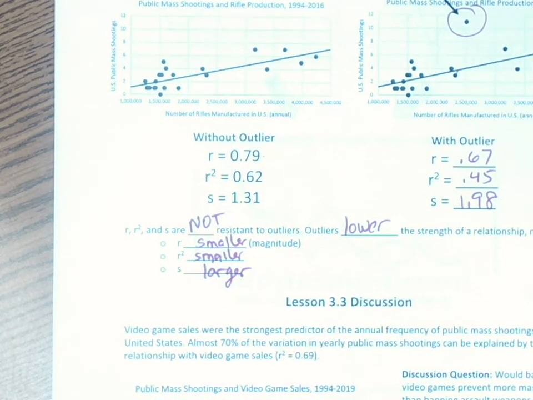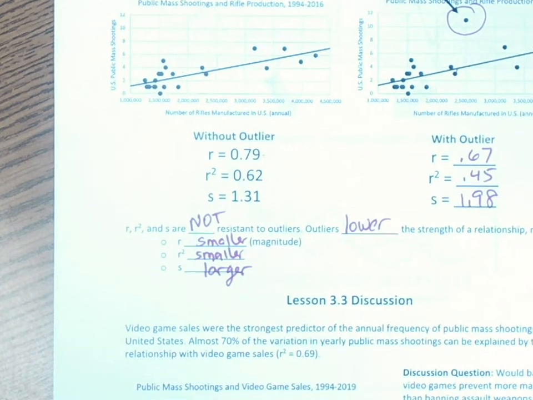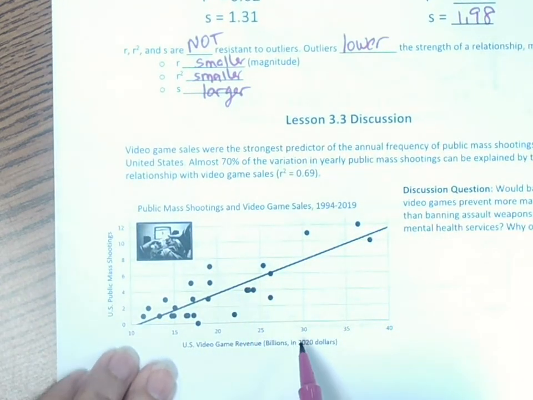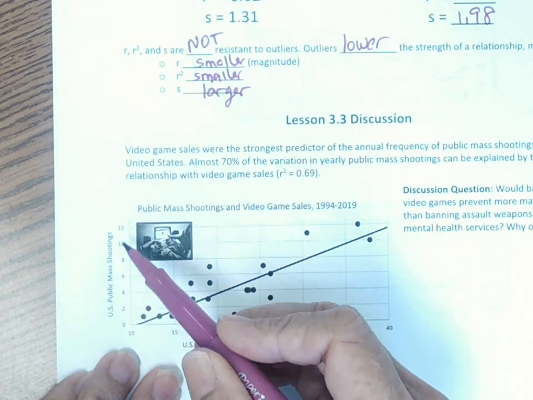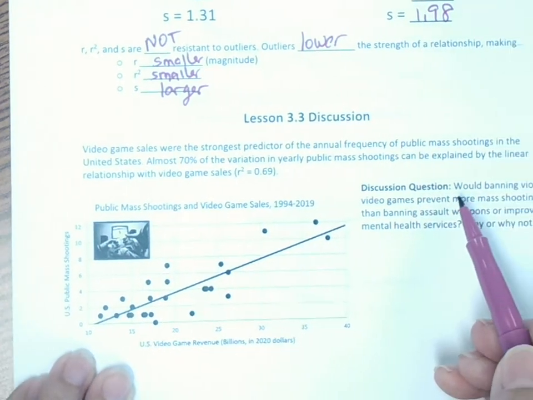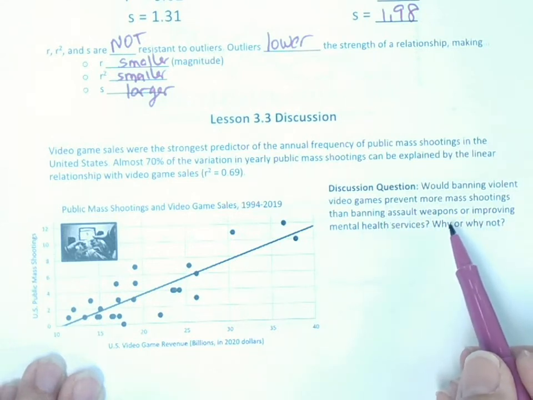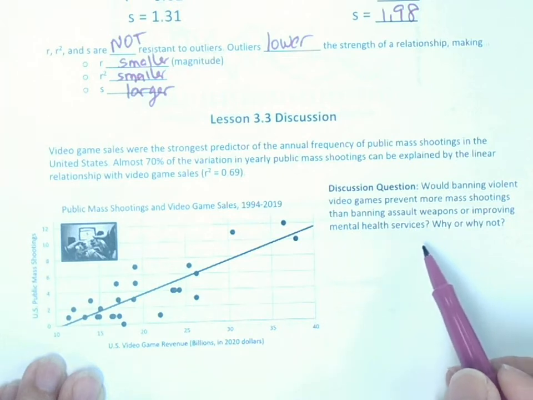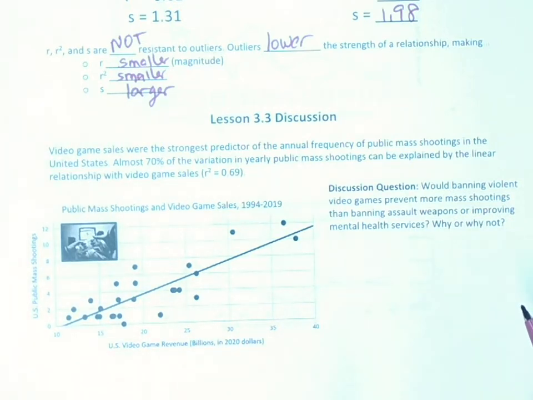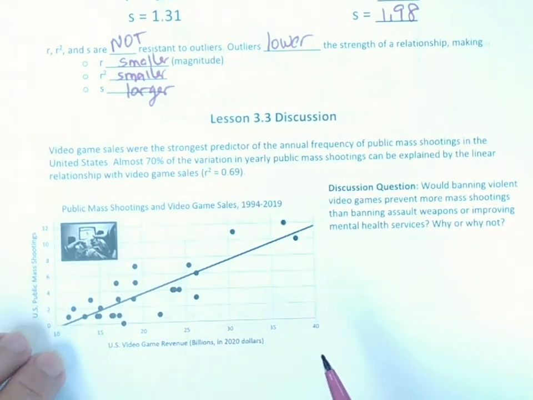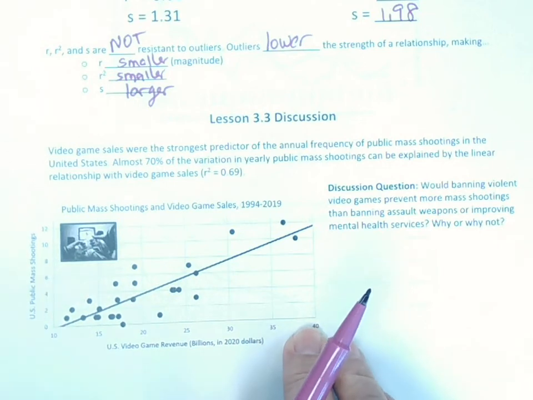Okay, so a couple things to think about. For our video game sales versus US public mass shootings, would it be fair to say that banning violent video games would prevent more mass shootings and banning assault weapons or improving mental health services? Why or why not? Just give that some thought. And one thing to keep in mind, these are showing correlations, not causations, right? So far in this course, we have not discussed how we show causation.